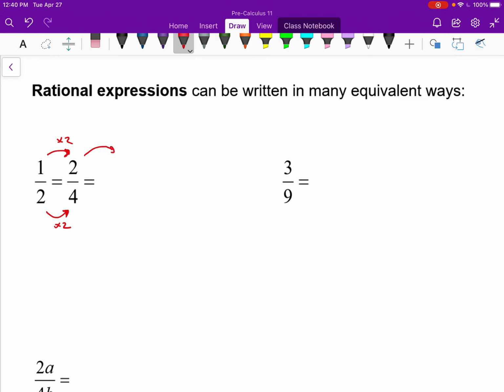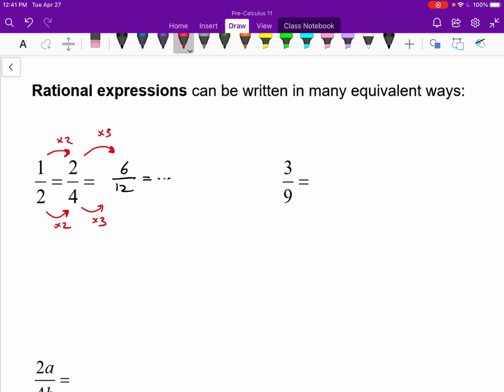So for example, if I multiply, let's say, the top and bottom by 3, I come up with an equivalent but different rational expression. In this case, I get 6/12. And I could spend the rest of my life doing this, so I'll just stop. But all of those, 1/2, 2/4, and 6/12, are all equivalent.